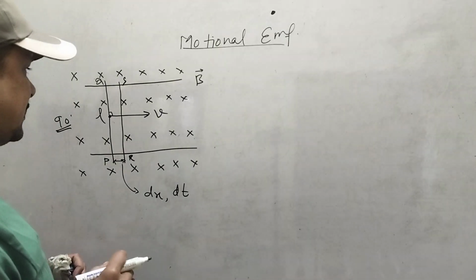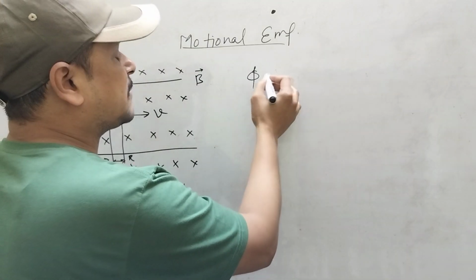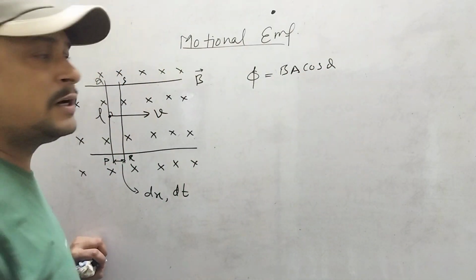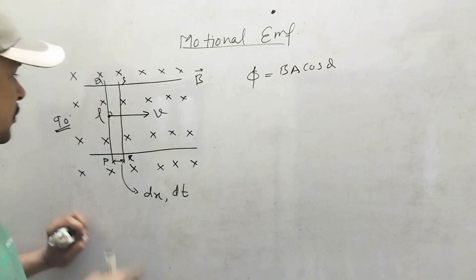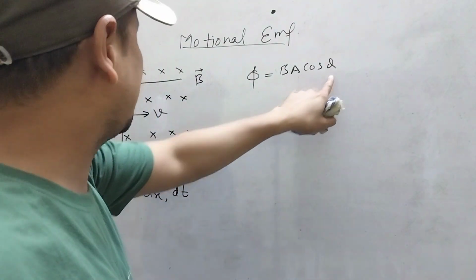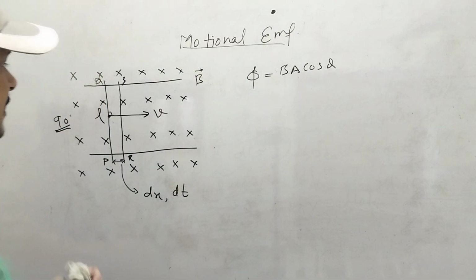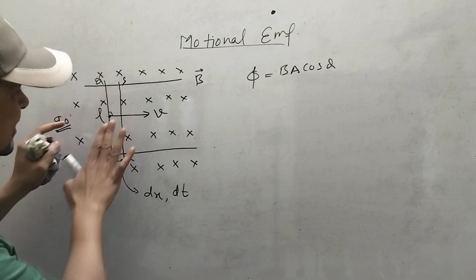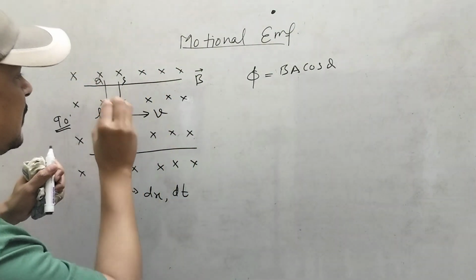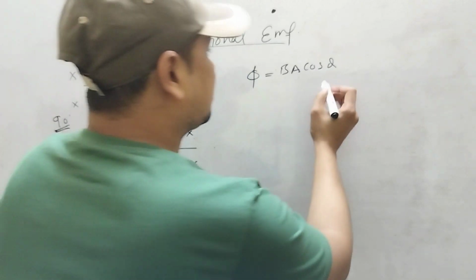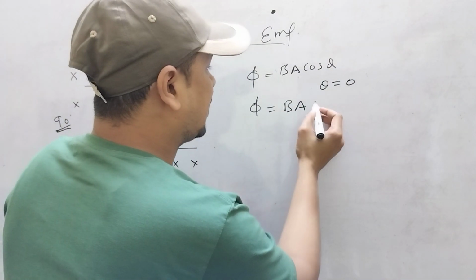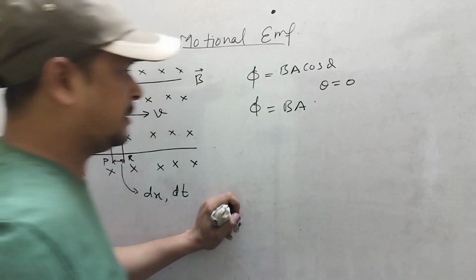As we know, flux phi equals B A cos theta. B is the magnetic field, A is the area, the area traveled, and theta is the angle between the area vector and the field vector. Here we take the area vector into the board and the field vector into the board. So theta is 0. So phi equals BA cos 0, that is 1, so only BA.